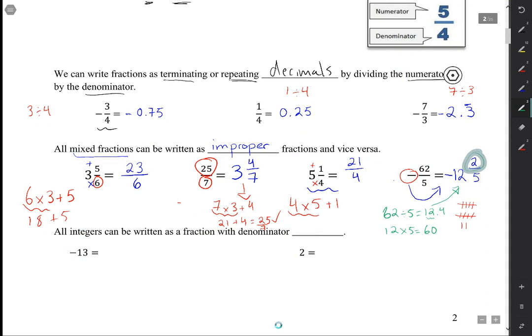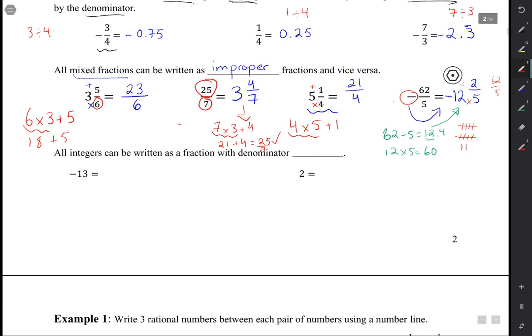And remember, you can always check your answer with these. So we could go 5 times 12, which would give us 60, plus 2 would give us 62. So now we know we have the correct answer. Awesome. So let's move on here.